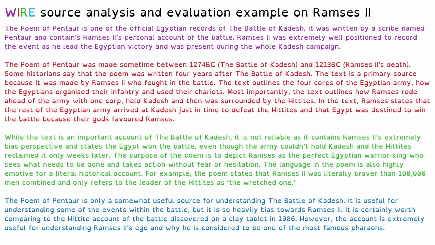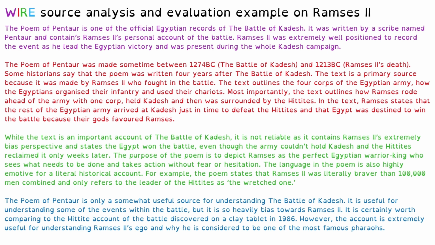Now, going through the reliability in green. While the text is an important account of the Battle of Kadesh, it is not reliable as it contains Ramses II's extremely biased perspective and states that Egypt won the battle, even though the army couldn't hold Kadesh, and the Hittites reclaimed it only weeks later. The purpose of the poem is to depict Ramses as the perfect Egyptian warrior king who sees what needs to be done and takes action without fear or hesitation.